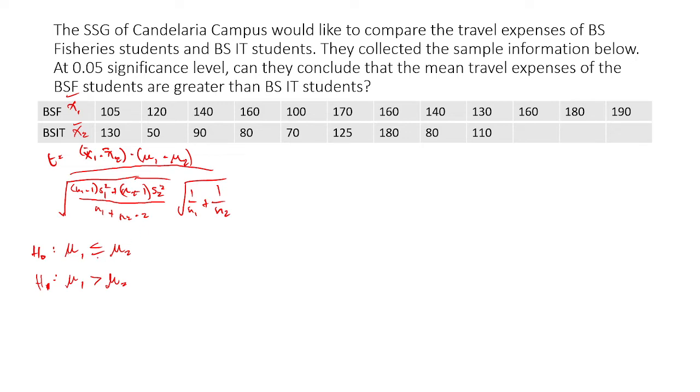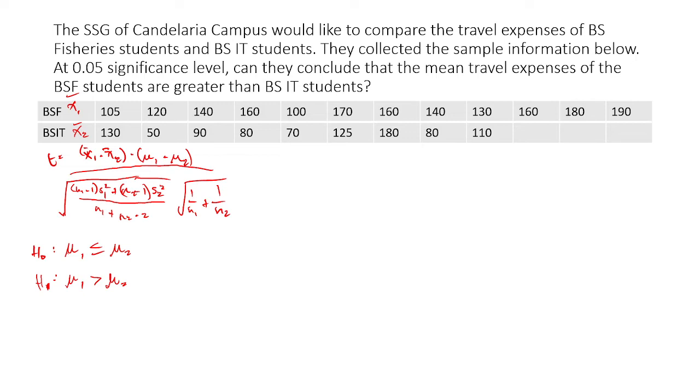So, paano natin ito translate itong sa null hypothesis natin? Sabihin lang natin dyan that the travel expenses of BSF student is not greater than travel expenses of BSIT. And for our alternative hypothesis, we'll be just saying that the travel expenses of BSF is greater than the travel expense of BSIT.